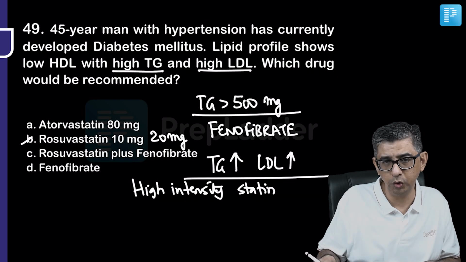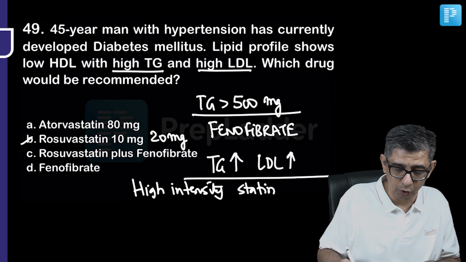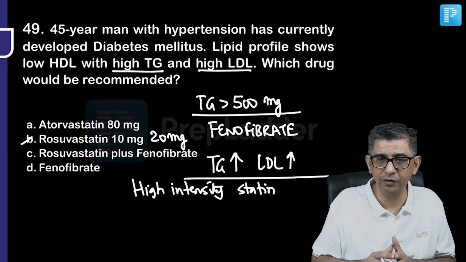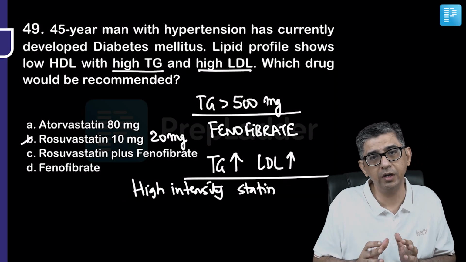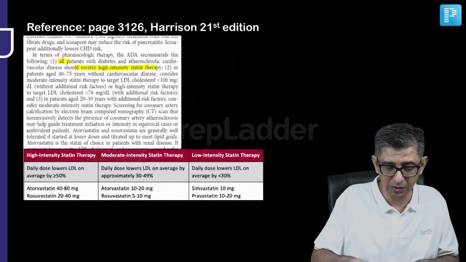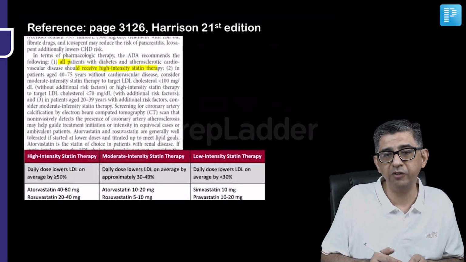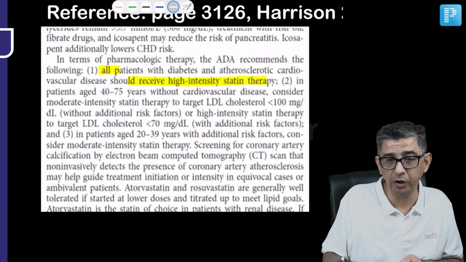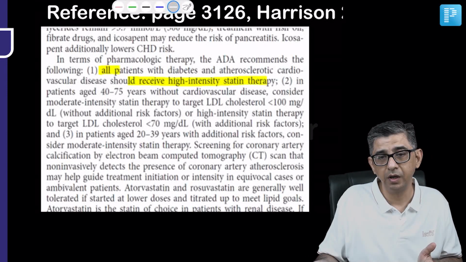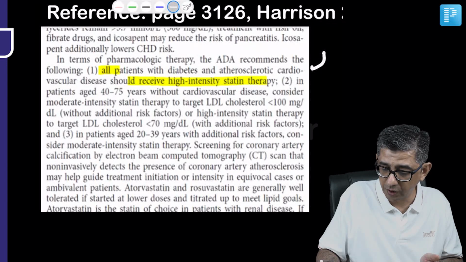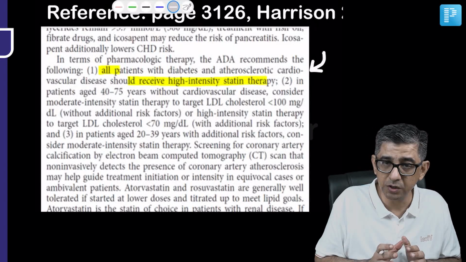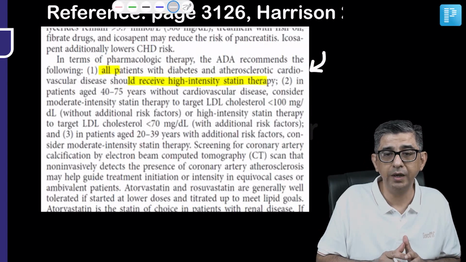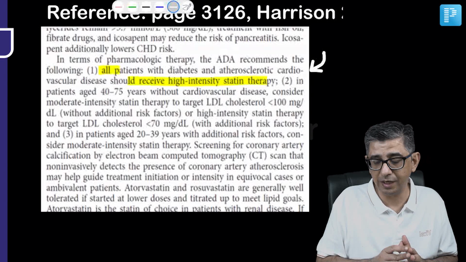Slightly a difficult one. I'll show you a table for it which will make it easier. Rosuvastatin with fenofibrate. This initially looks very attractive, but Harrison does not mention it, neither does the American Diabetic Association. In fact, Harrison says that apart from pharmacological therapy, all patients with diabetes and atherosclerotic risk factors, cardiovascular disease, remember he's hypertensive, he's having diabetes, so he's having atherosclerotic cardiovascular disease. He says all patients with diabetes and documented atherosclerotic cardiovascular disease should receive high intensity statin therapy.